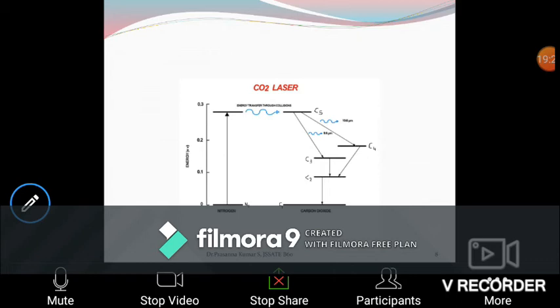Now once such a laser is produced, the atom is either at C4 or C3, and it has to come down to C1. Because this IR output, 10.6 or 9.6, is IR radiation, it will create heat. So to some extent heat is generated within the discharge tube, because of the radiation produced. Now this heat has to be cooled down, and this heat has to be taken out.